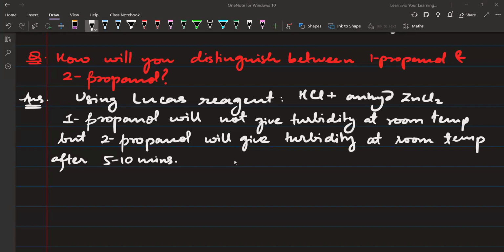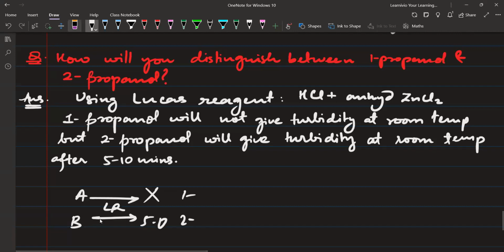Like if there is sample A and B, and one is 1-propanol and the other is 2-propanol, then to both A and B, what do you add? Lucas reagent. And let's suppose A does not give any reaction. Then you will say that A is 1-propanol. And B gives a reaction after 5 to 10 minutes, and you will say this is 2-propanol.